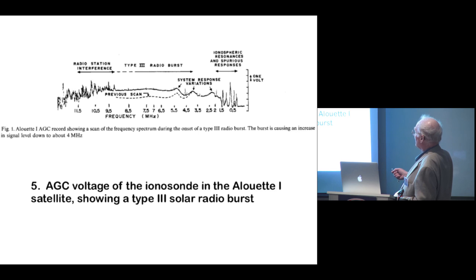Hartz noticed that sometimes the background noise was enhanced considerably, like here, to this solid trace, and that the frequency range of the enhancement increased toward the low frequencies from one scan to the next. It extended further into the low frequency range. And that enabled him to immediately recognize that these enhancements were type 3 solar radio bursts because of this frequency drift effect.